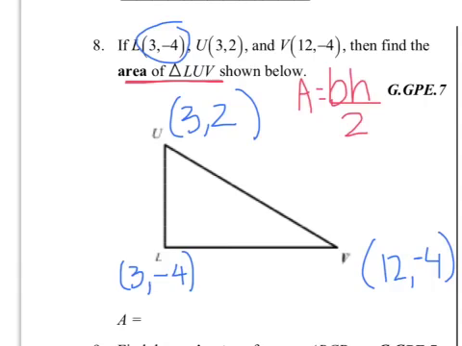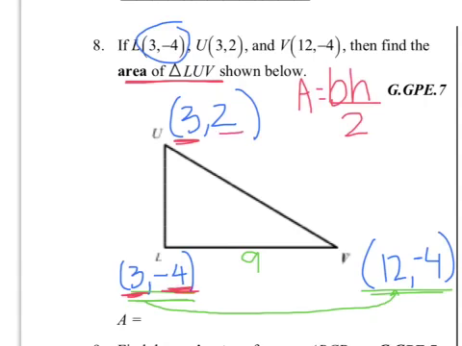So the first thing I notice is if I'm at L, which is 3, -4, and I go to 12, -4, notice the only thing that changes is the x value. And from 3 to 12, that's a total of 9 units. So that means the base is 9. Similarly, if we look at the other two coordinates, they show us that the x is 3, which stayed the same, but the y value went from -4 to 2. Well, from -4 to 2, that's a total of 6 units.